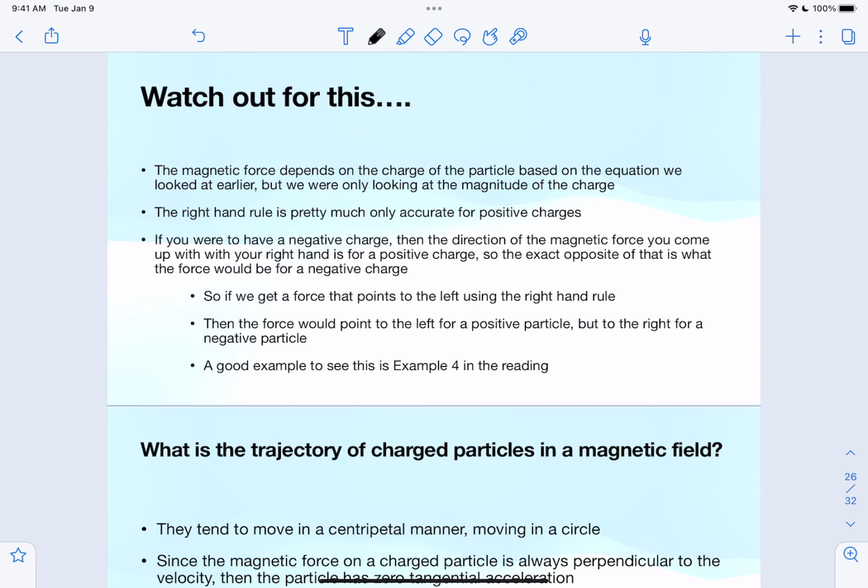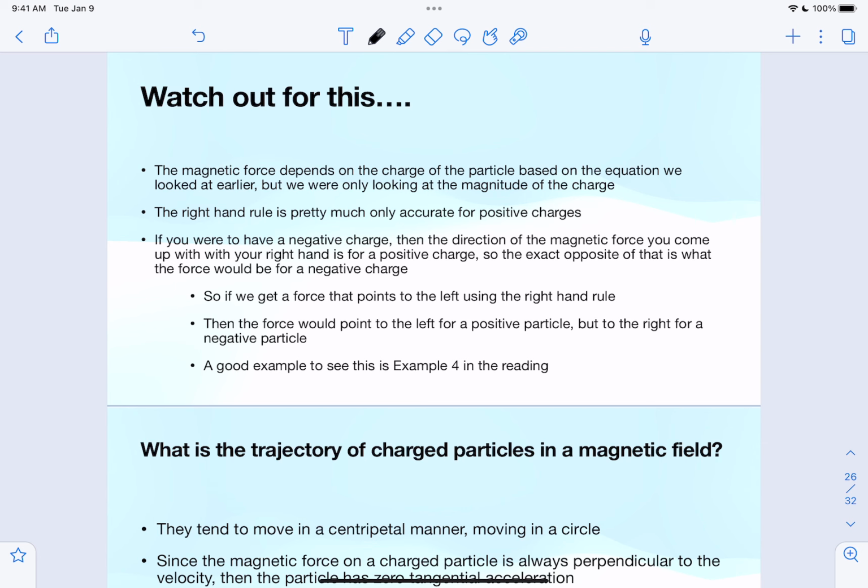So if the magnetic force is pointing to the left and the magnetic field is pointing towards you out of the page, then your velocity will be pointing downwards, right? But for an electron, I believe it should be upwards in that case. So you just flip it for an electron. Does that make sense? It's kind of weird, I know. I'm fairly certain that's the case for velocity.